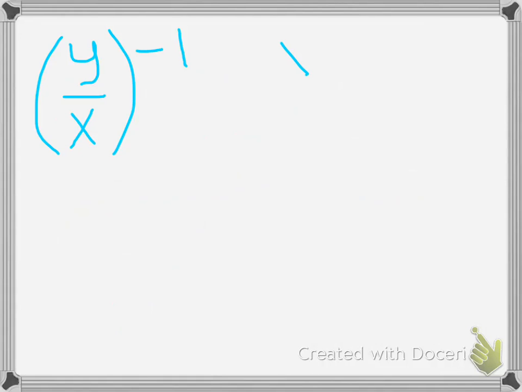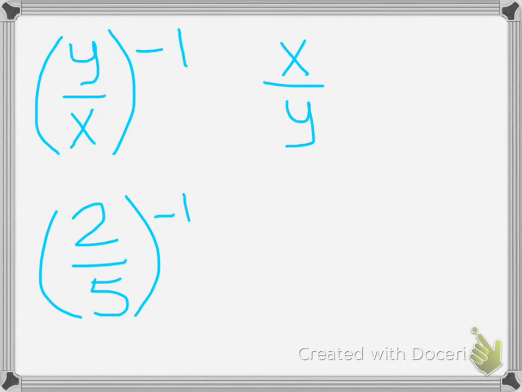Okay, so for the reciprocal property, that is when you have a negative exponent. So let's just say for this instance that we have y over x to the power of negative 1. So to simplify that, you just flip it over, like that. So if we have 2 over 5 to the power of negative 1, our answer simplified is going to be 5 over 2.